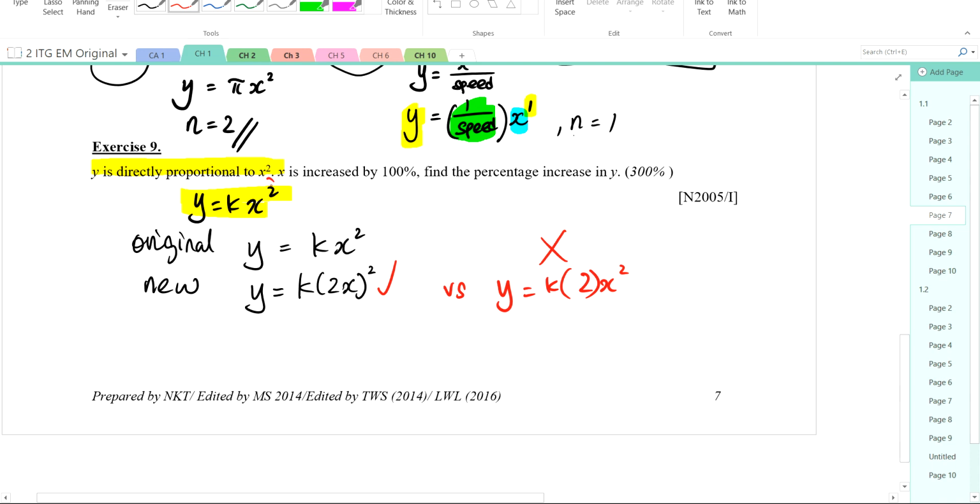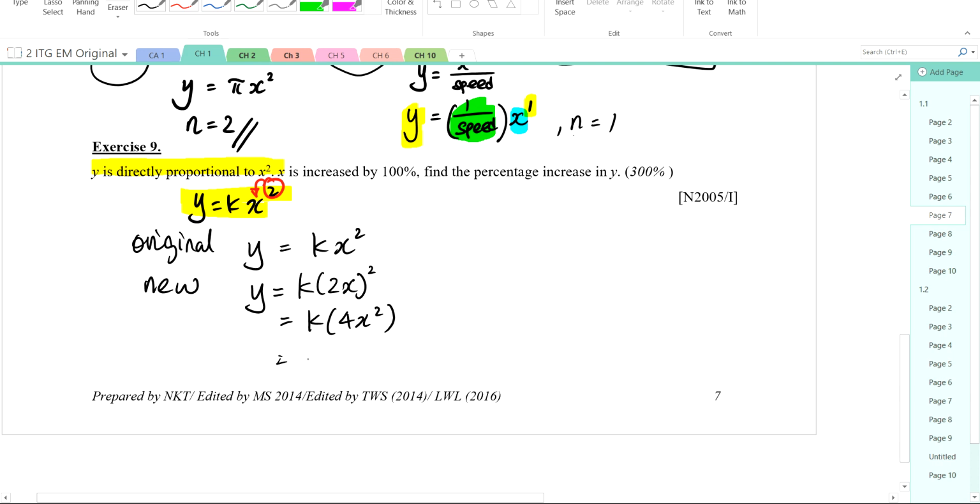Because this square over here belongs to my x. When my x doubled, when my x becomes 2x, the square still belongs to the entire thing. It doesn't just belong to the x. Understand? Okay, so removing this. So now the new y equals k times (2x) squared, and you can expand this normally, k times 4x squared.